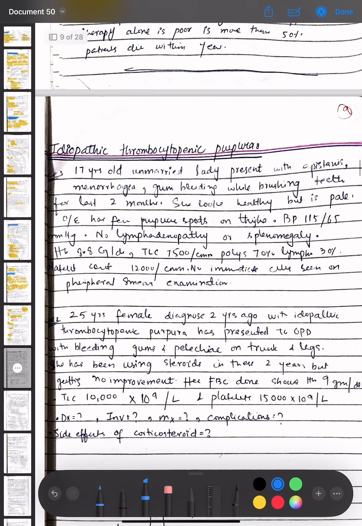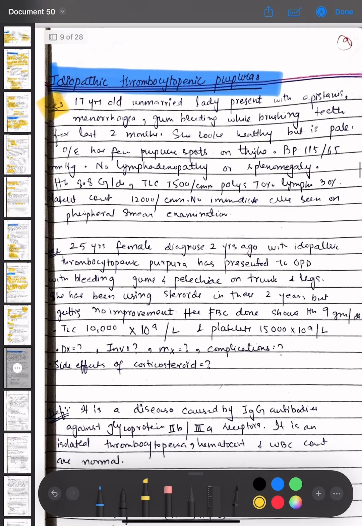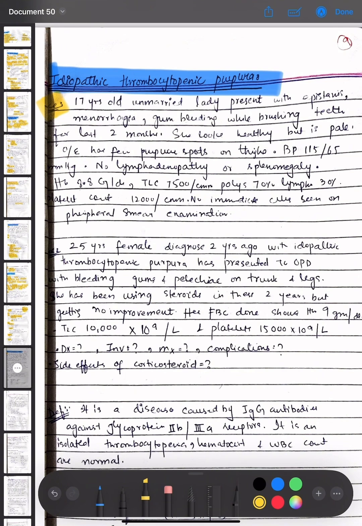Now coming towards the idiopathic thrombocytopenic purpura. We have a scenario that there is a 78-year-old unmarried lady presented with epistaxis, menorrhagia, gum bleeding while brushing teeth for the last 2 months. She looks healthy but is pale.